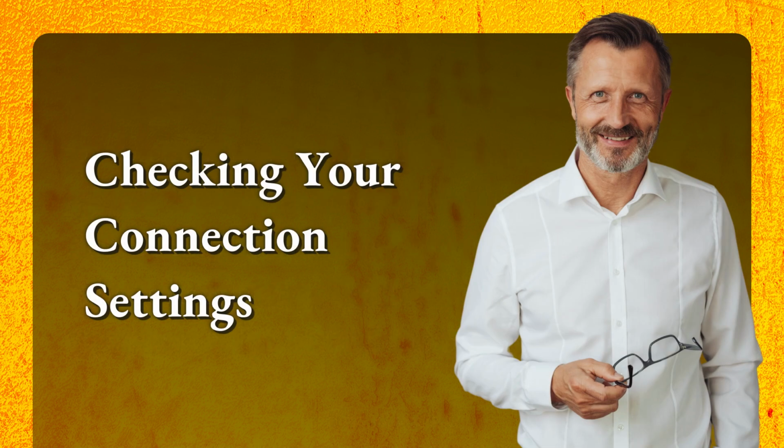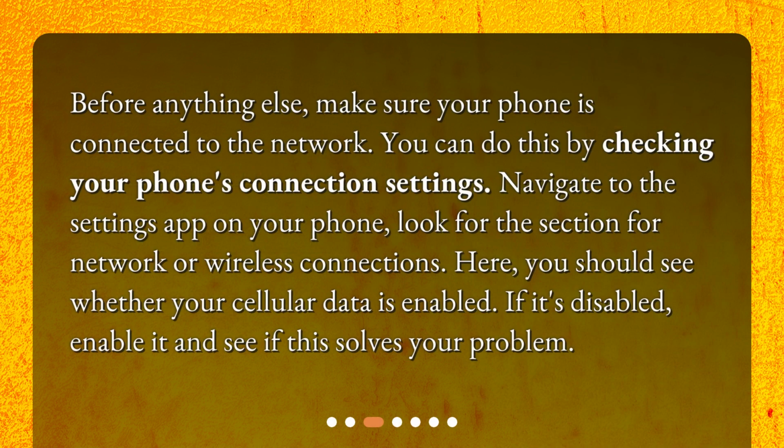Checking your connection settings. Before anything else, make sure your phone is connected to the network. You can do this by checking your phone's connection settings. Navigate to the Settings app on your phone. Look for the section for network or wireless connections. Here, you should see whether your cellular data is enabled. If it's disabled, enable it and see if this solves your problem.